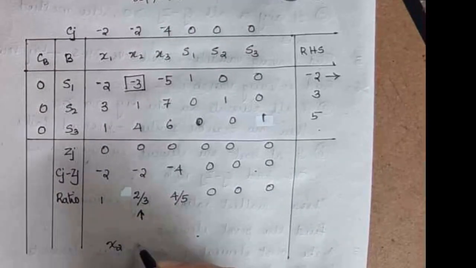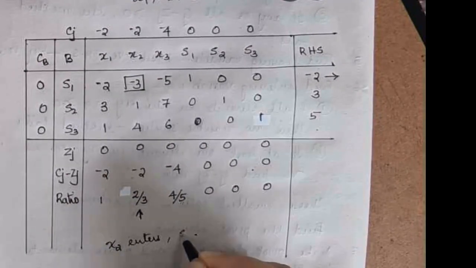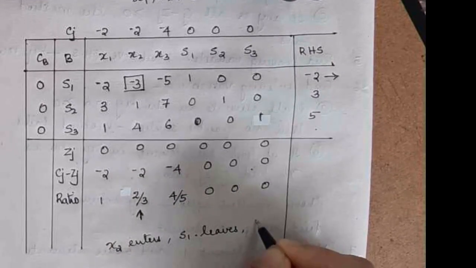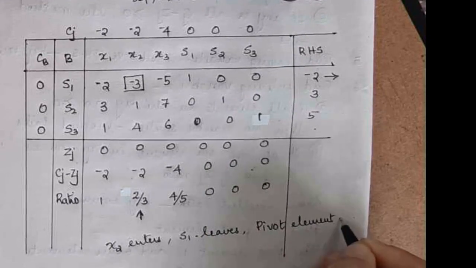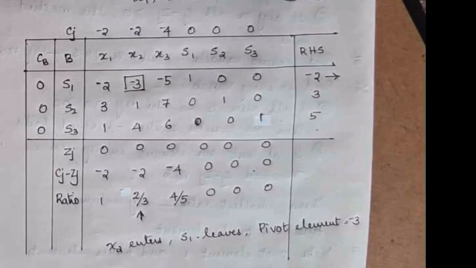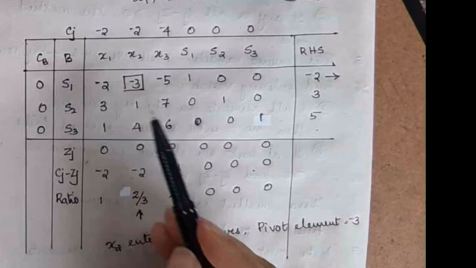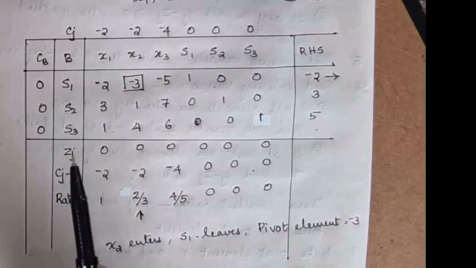So I'll write down here x2 enters, S1 leaves, and key element or pivot element equal to -3. Okay, now we go to the next table. In the next table you have to make this one 1 and these two zeros. So to make this one 1, you have to divide the whole row by -3. Okay, so let us do that one. We'll draw the next table here.